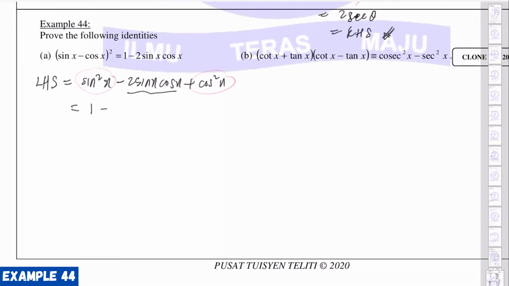And I just have to copy this over here to sine x cos x, and there you go. This is the same as your right hand side. Yeah, pretty straightforward. Okay, but the second one looks a bit more complicated.